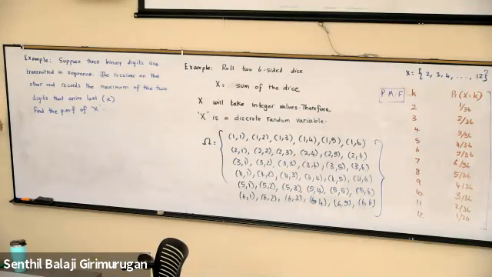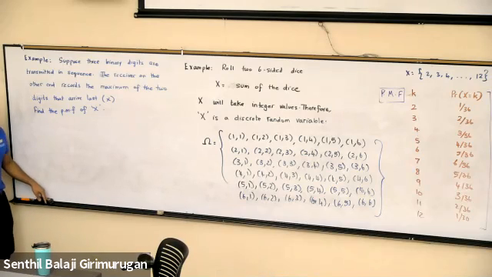So 3 binary digits are transmitted in sequence. The receiver on the other end records the maximum of the 2 digits that arrive last. So we want to find the PMF of X. Okay, so how many possibilities would we have? 8, 2 times 2 times 2.